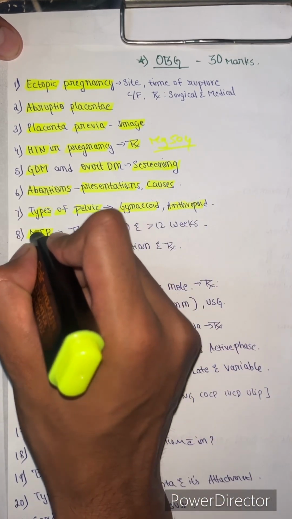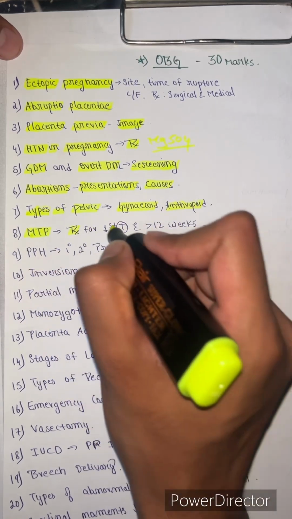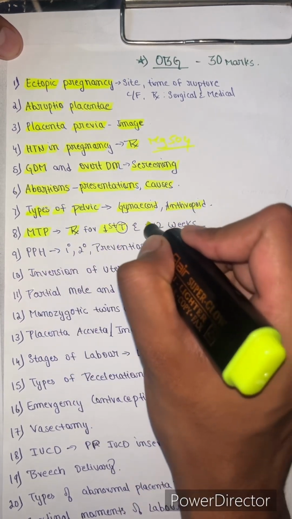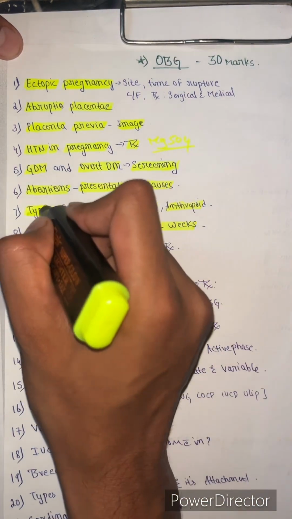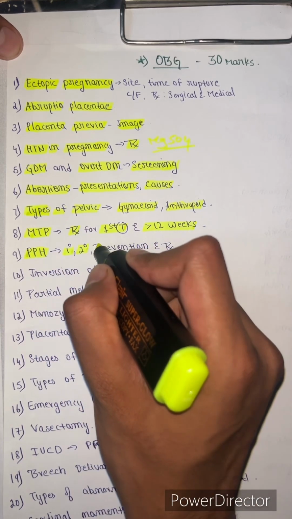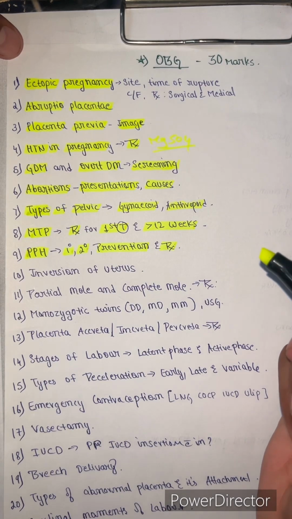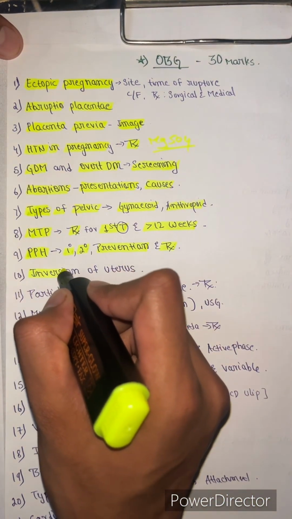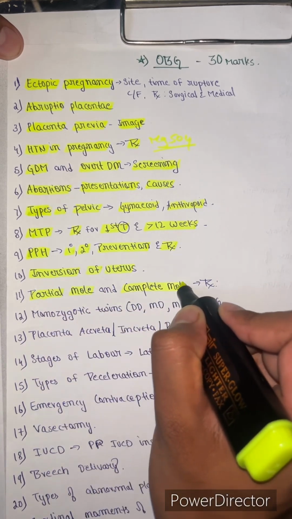And we have MTP. MTP is again important, especially the treatment part. For example, until the first trimester, what drugs will you give, and after the first trimester, what drugs will you give. Next we have PPH, that's primary and secondary PPH. We should know prevention of PPH, which is very important, as well as management. Next we have inversion of uterus, again important. Partial mole, complete mole, and the management.